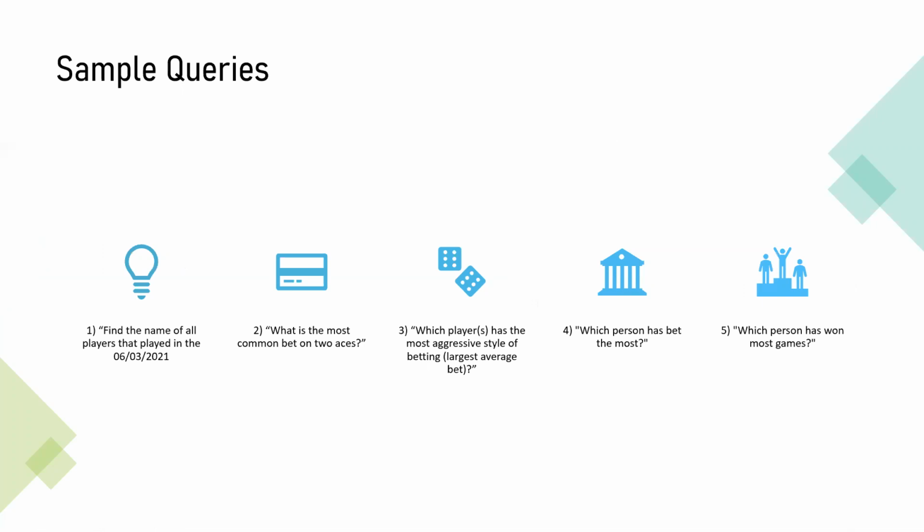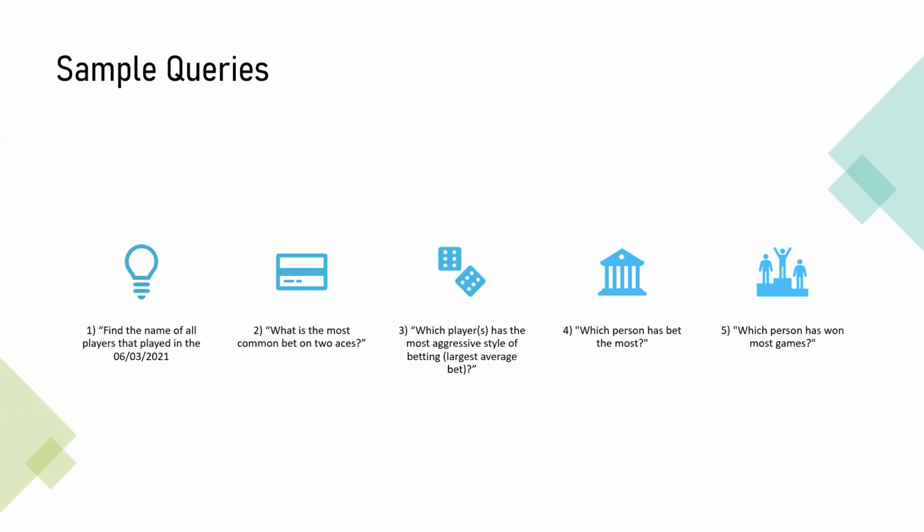These are a few human queries, you could say, that any basic human can understand. These are a few sample queries that I have used in my project. The first query is to find the names of the players that played on a particular date. For example, a player who has played poker on 3rd of June 2021, that you could bring out in the output.